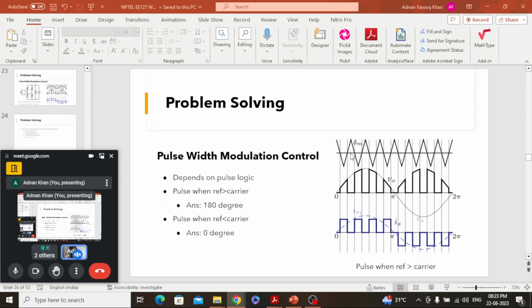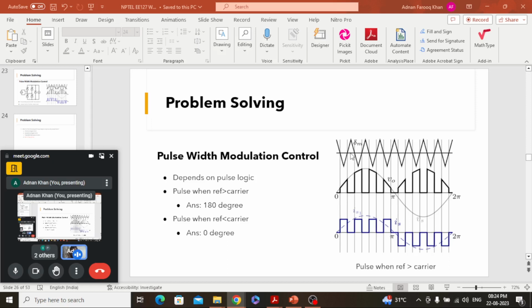Let us consider the first case. Now we can have the logic the other way around as well, when this modulating wave is lower; the logic is all up to us. If we have a logic where, when this modulating wave is lower than this triangular wave, we turn on the switch. You got it?